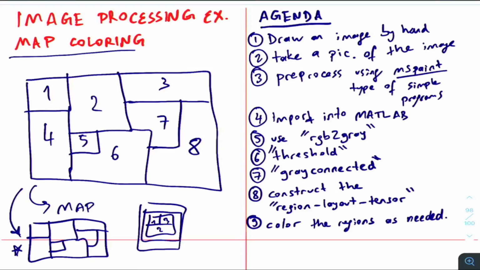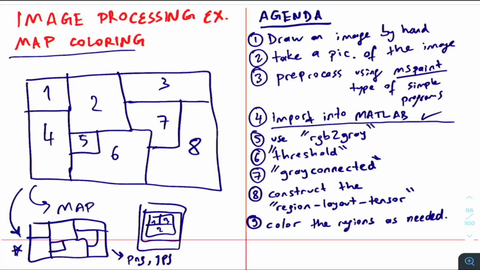And then, I'm assuming at that stage it will be in PNG or JPEG format, right? And it would be easy to import that into matlab at that stage. And number 5, use rgb2gray. Yeah, now we're talking about some matlab functions.